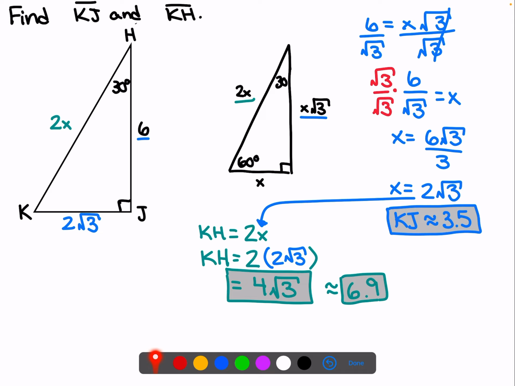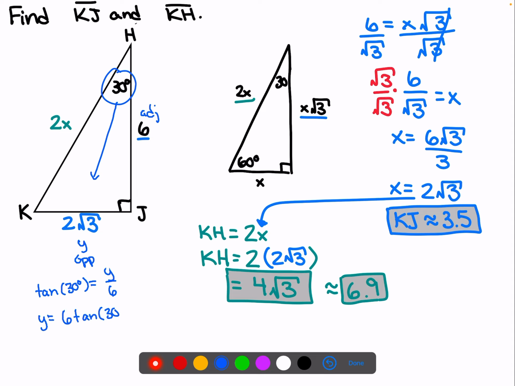You may be wondering, could I use trig here? Absolutely, you could have used trig. I could have called this y down here, have 30 degrees, that'd be opposite, and this would be adjacent. So this would be the same as tangent of 30 degrees equals y over 6, or y is equal to 6 tangent of 30.